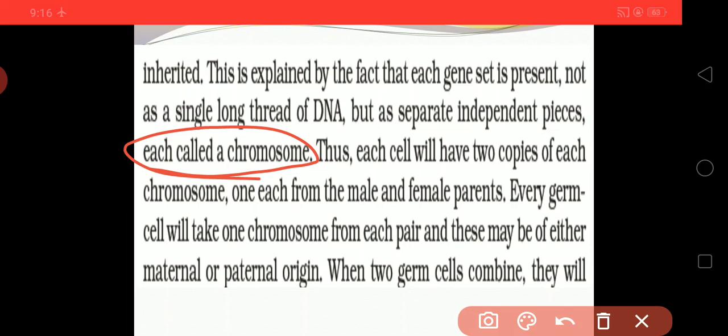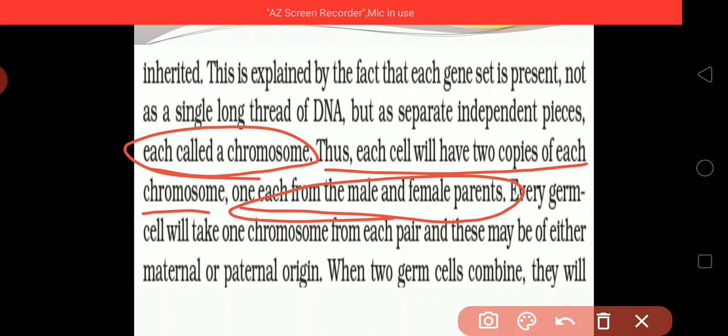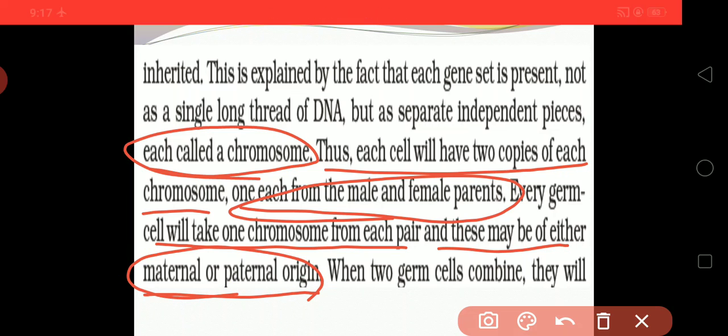Thus, each cell will have two copies of each chromosome, one each from the male and female parent. Every germ cell will take one chromosome from each pair, and this may be of either maternal or paternal origin. It may be from the father, or it may be from the mother.